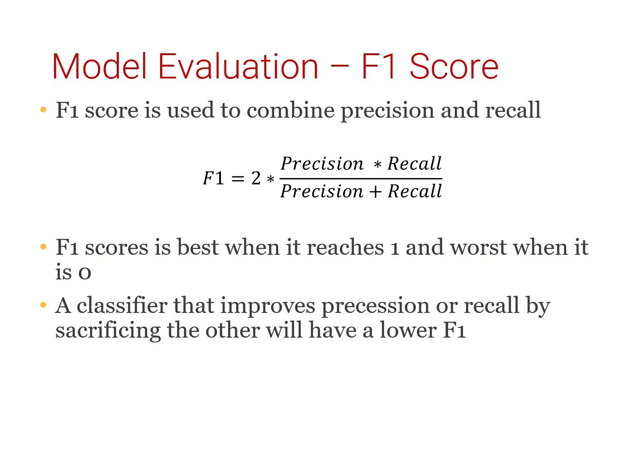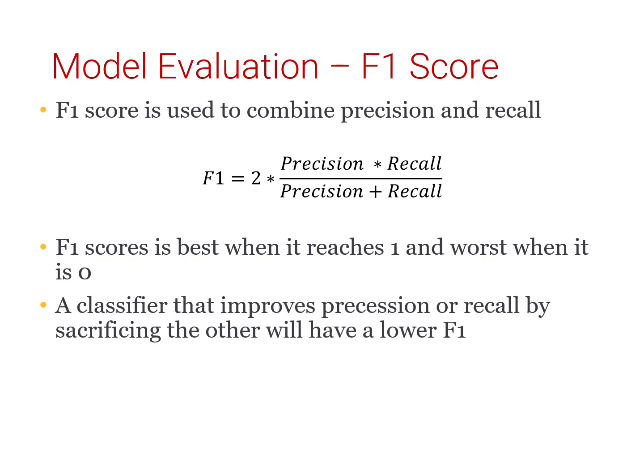By using the harmonic mean instead of the arithmetic mean, the F1 score penalizes extreme values and favors a balance between precision and recall. The F1 score ranges from 0 to 1, with 1 being the best possible score and 0 being the worst. A high F1 score indicates that the classifier has achieved a good balance between precision and recall, effectively identifying positive instances while minimizing false positives and false negatives.